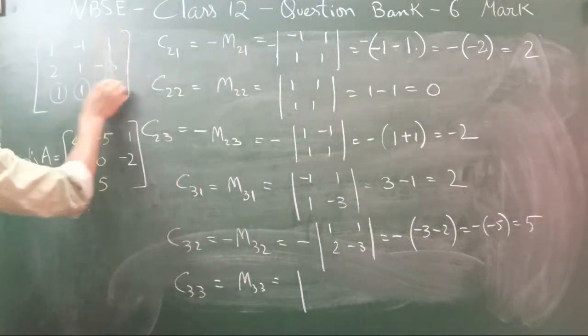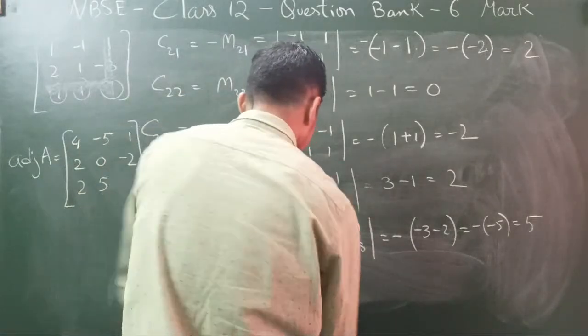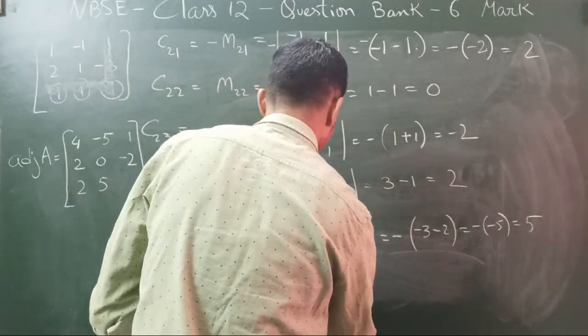Ignore this row and this column. The ones are 1 plus 2. So that's 3.